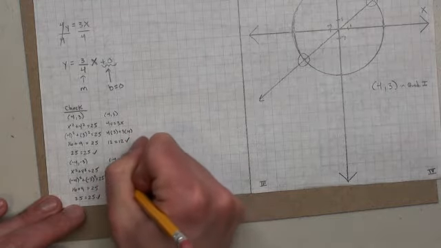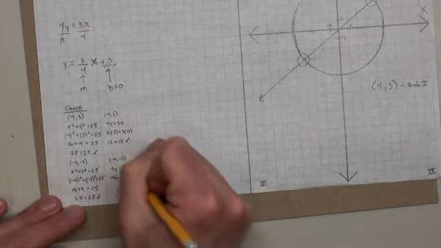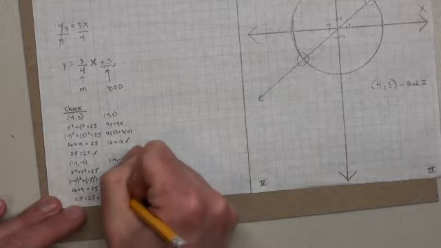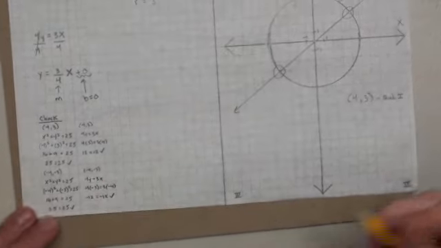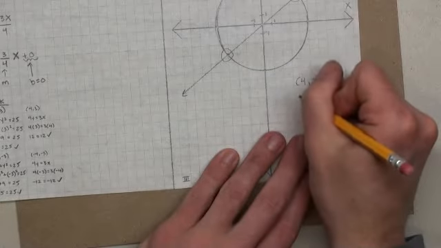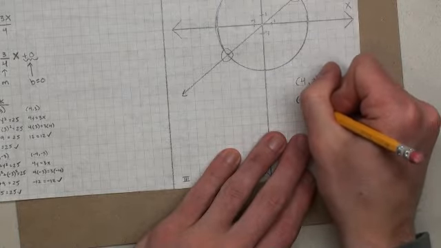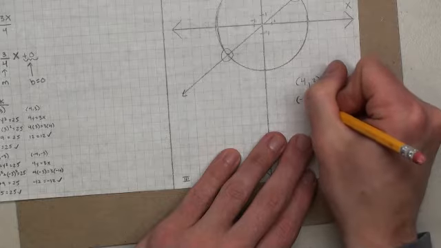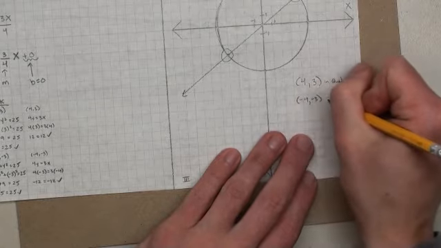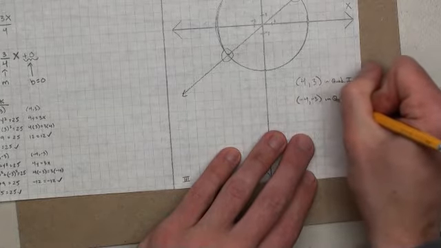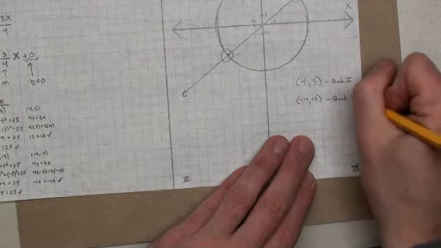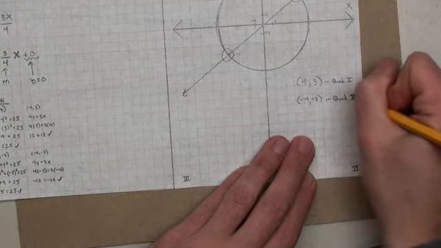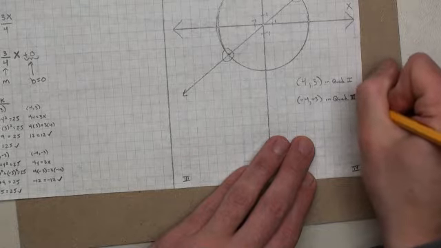4 times negative 3 equals 3 times negative 4. And yes, negative 12 equals negative 12. So it checked. So our other answer is negative 4, comma, negative 3, and that's in quadrant 3. 1, 2, 3.